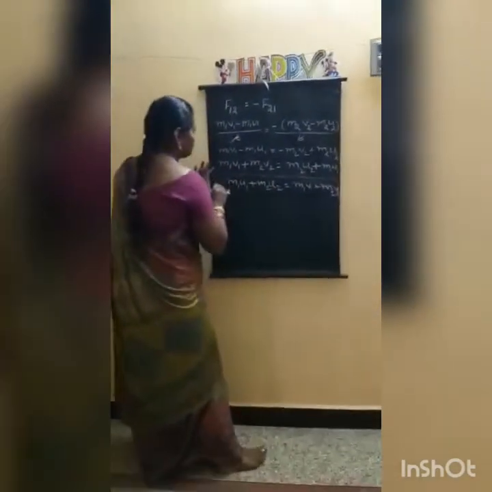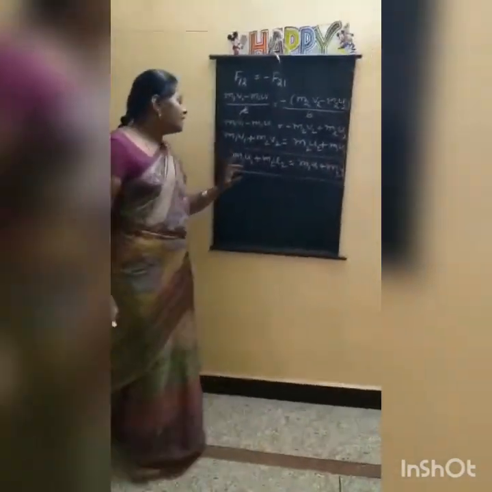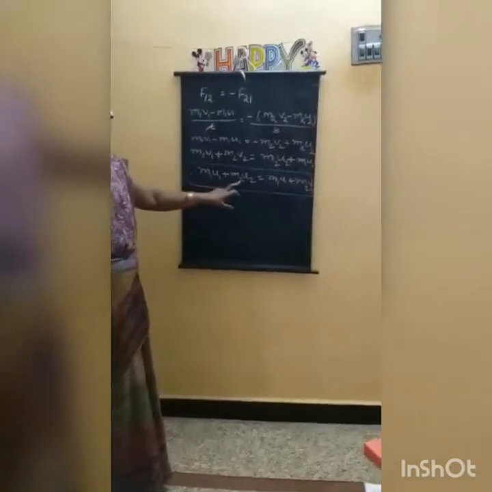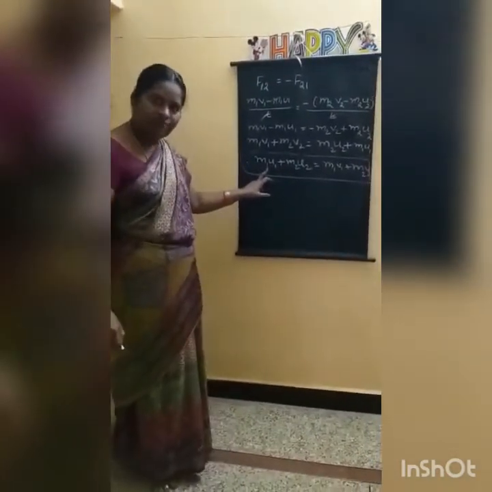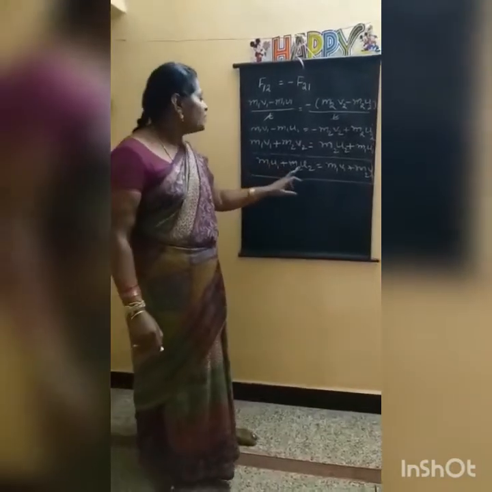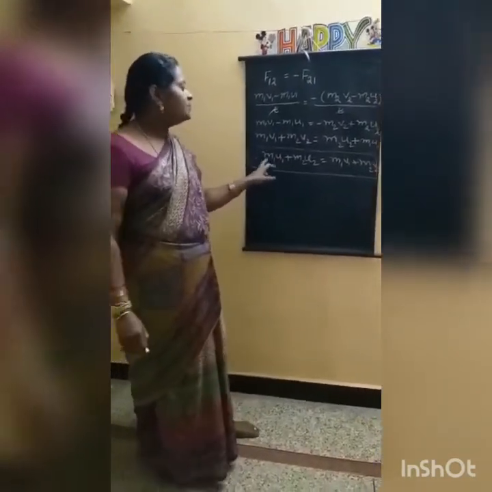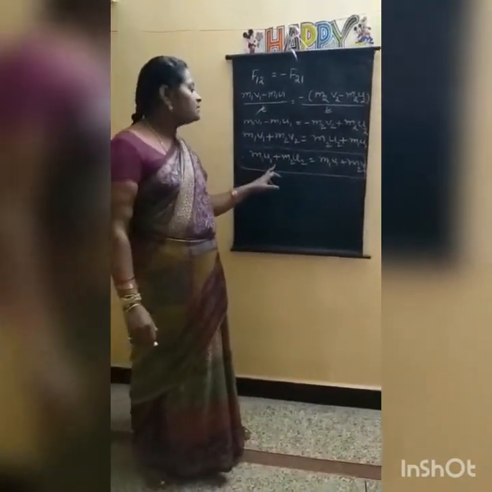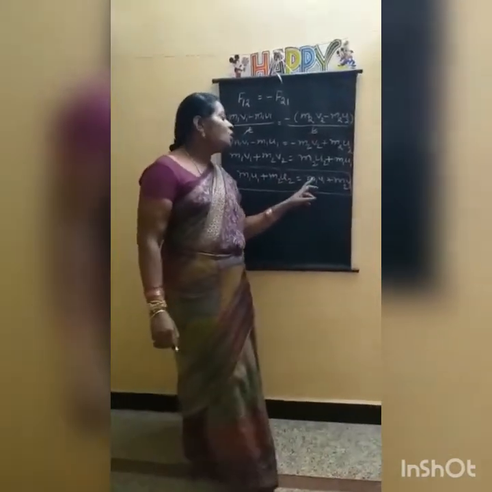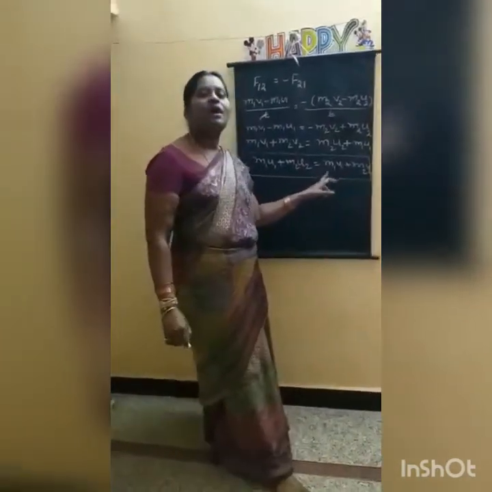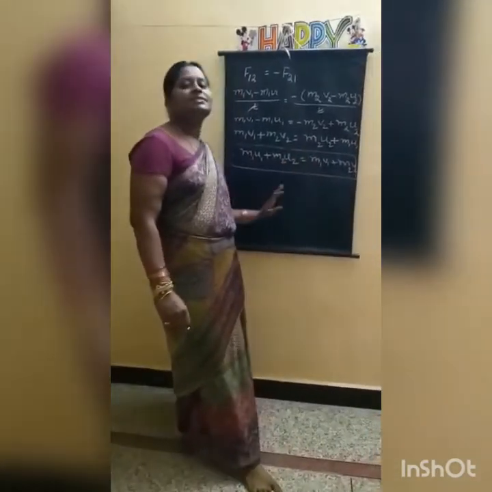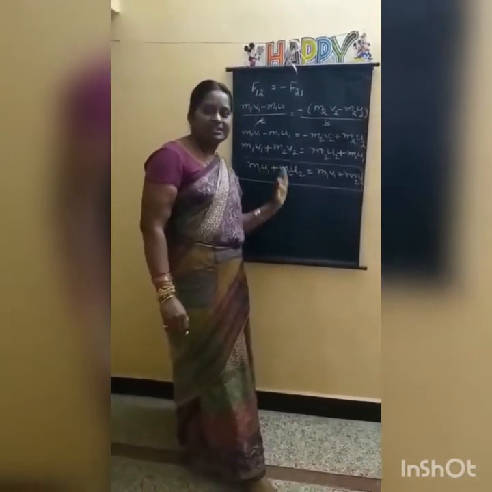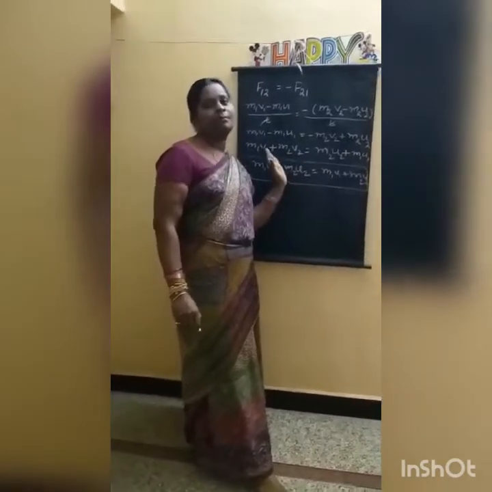That is, the total momentum before collision of the two marbles is equal to the total momentum of the two marbles after collision. This is the law of conservation of momentum.